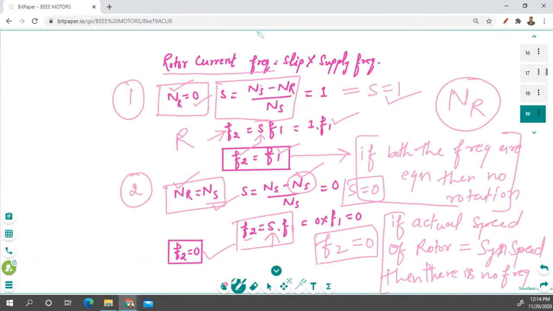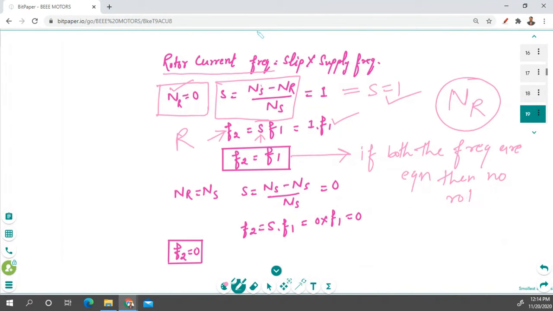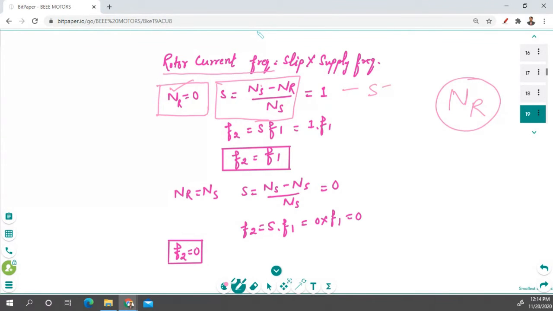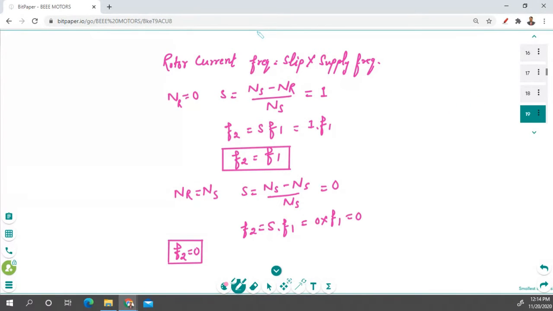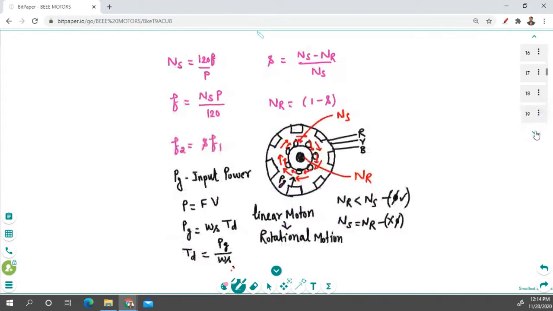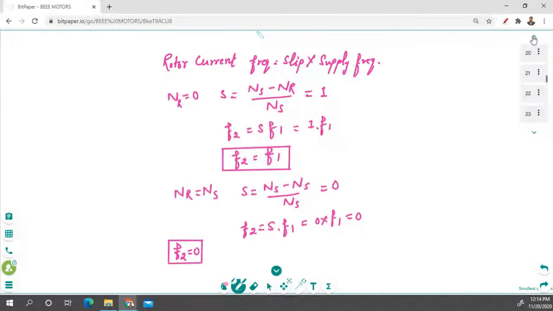Yes, Pankaj. Any doubt till now? Okay. So in both cases, there is no rotation.